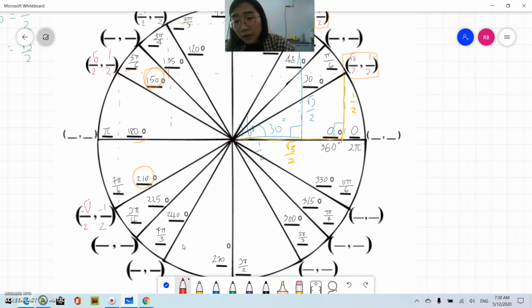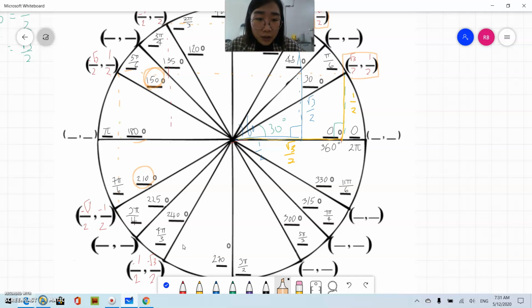Same thing with the 240 degrees, because we're only looking at 30, 60, 90 degrees. It's still negative 1/2 because that's what it was for 120 degrees. And then it switches to negative square root of 3 over 2 for y because it flips.